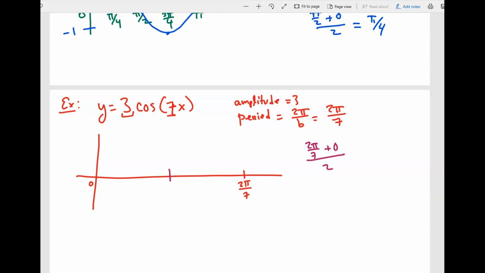And then what I'm going to do is divide it by 2, and that's going to give me pi over 7. Okay, so midway between here is going to be pi over 7. Okay, so that's the first one.